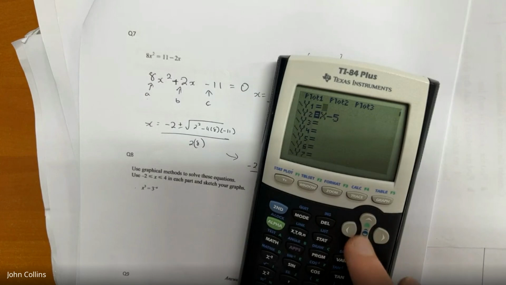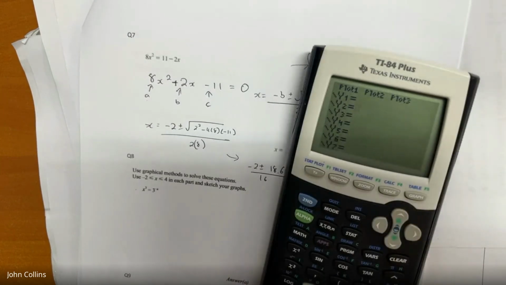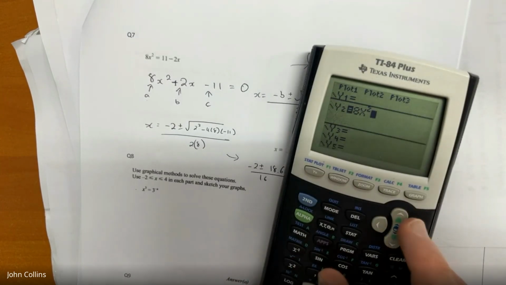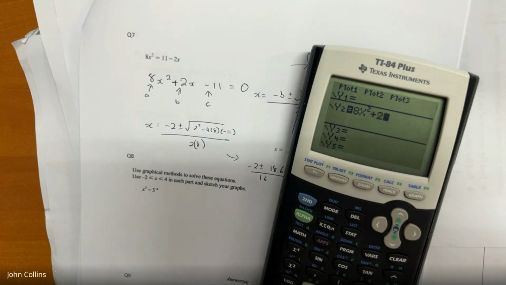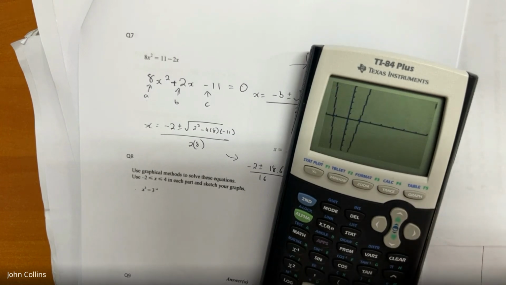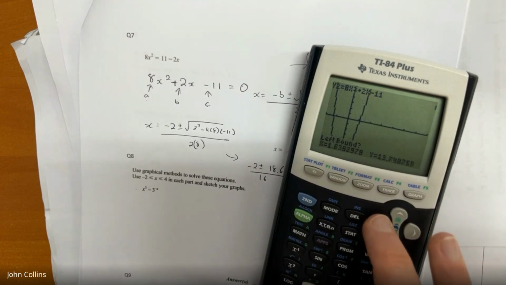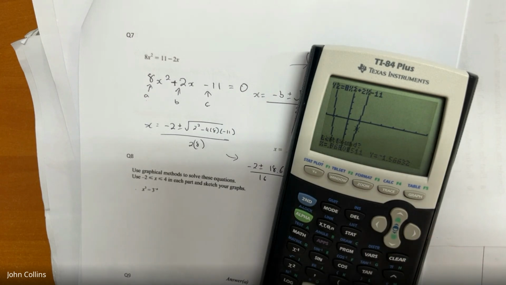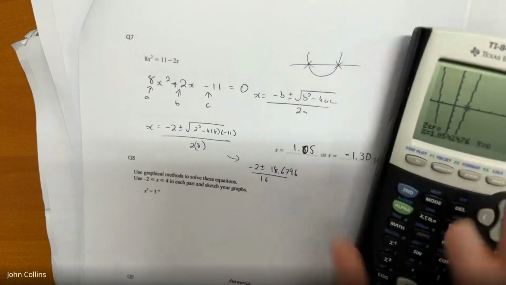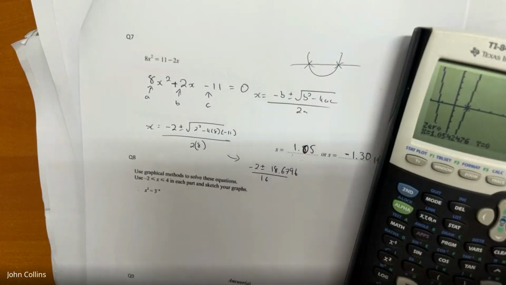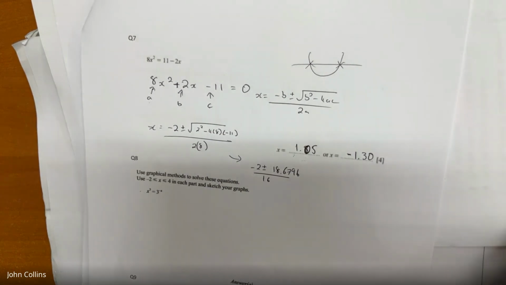Well, let's plot it. Clear these out. Let's draw it. 8x squared plus 2x minus 11. Graph it. There it is. I want to find these 2 zeros here. Second trace, zero. Left bound, I'll only do one of these just to make sure. That one and that one, enter. So I get 1.05, which is what I got here as well. So much easier to do it on the calculator than the quadratic formula, I think.